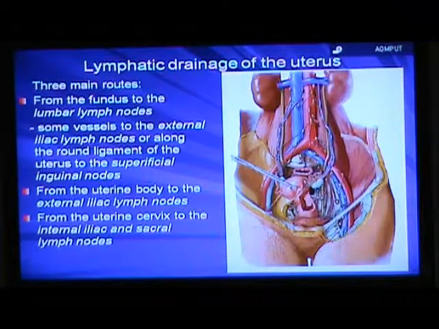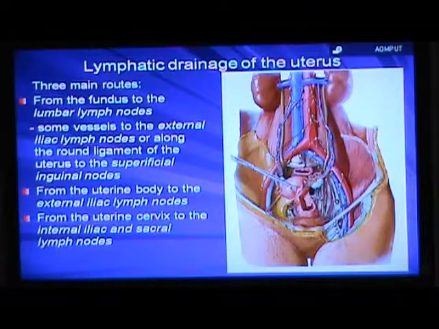So if there are some metastases, metastases quickly reach the lumbar lymph nodes. Some vessels can pass to the external iliac lymph nodes or along the round ligament of the uterus to the superficial inguinal lymph nodes. So, why does it happen?